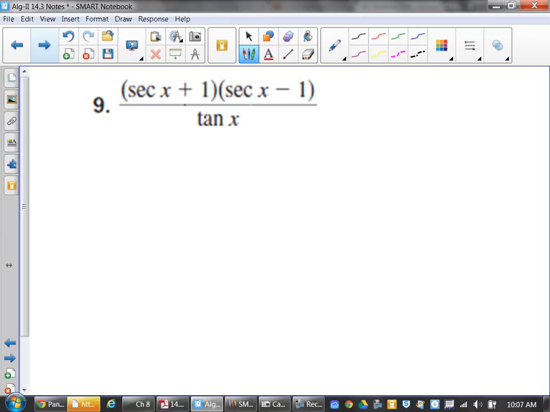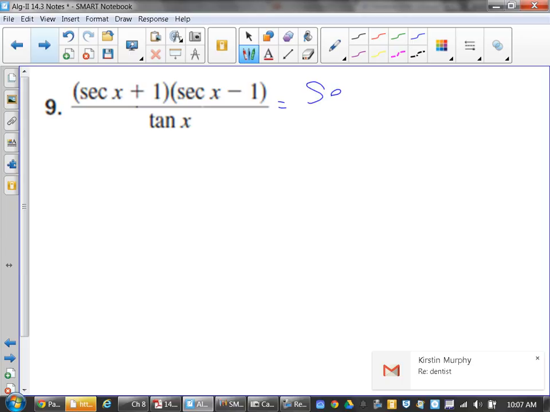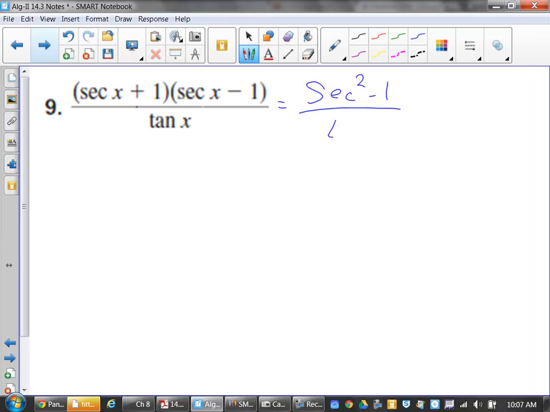Doesn't that numerator work out to be... Very good. Your numerator, if you FOIL that out, don't you get secant squared minus 1? Yeah. Okay. What's secant squared minus 1? Tangent squared. Wait, why? Where? And what do you get? Tangent. There's your answer.